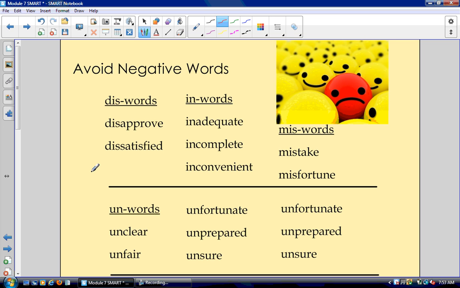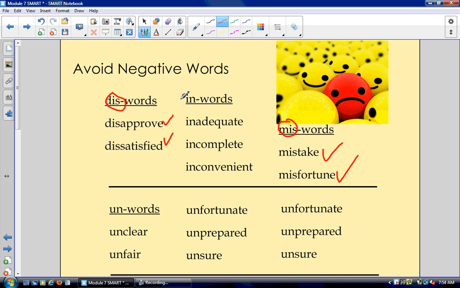So, some negative words that you want to try to avoid in your language and in your writing. Words that begin with things like dis are often negative and mis are often negative. So you can see here we have disapprove, dissatisfied. Those are very negative and even sometimes kind of aggressive or angry words. And so you want to avoid those kinds of things. Mistake, misfortune really draws attention to negative happenings.